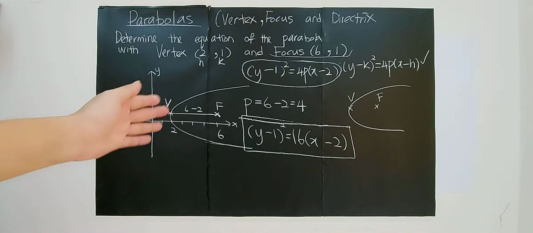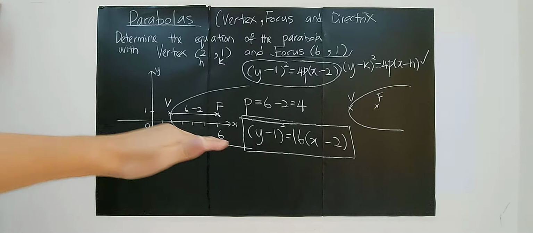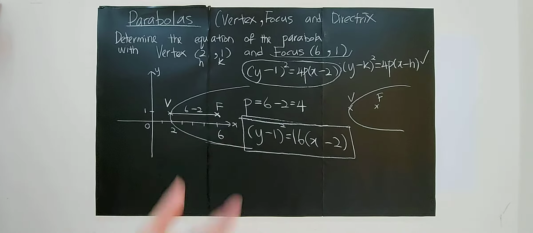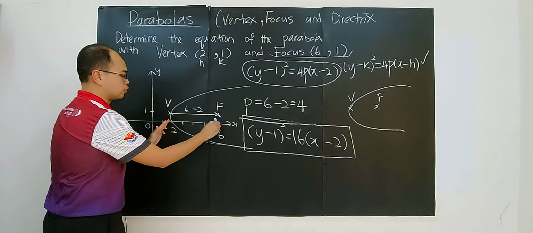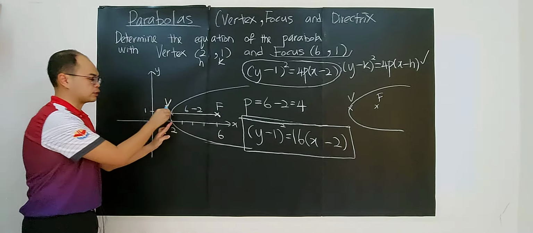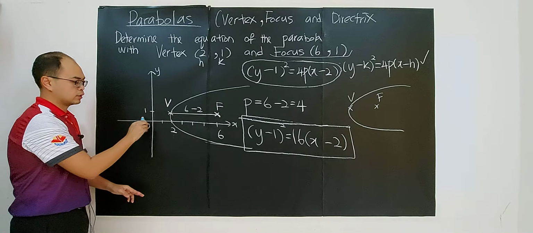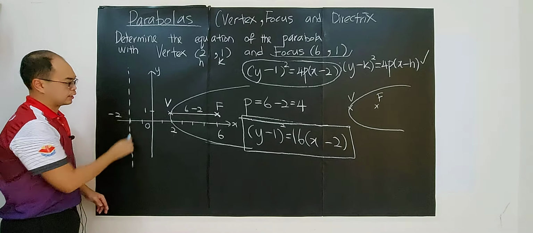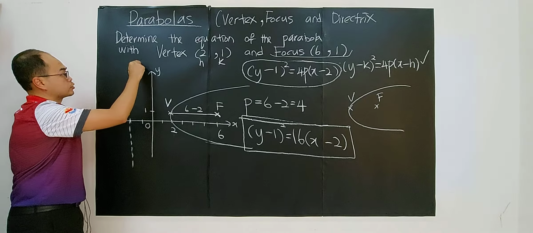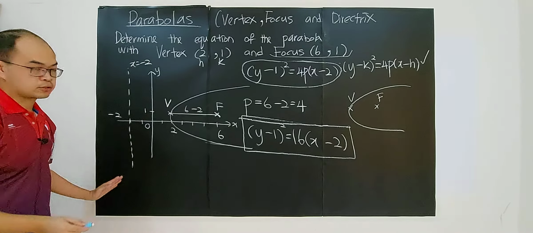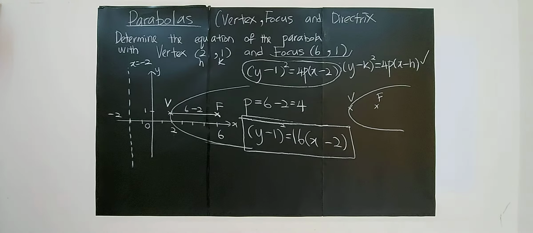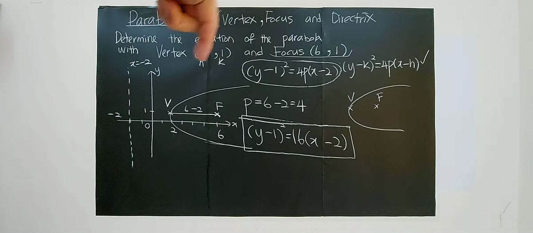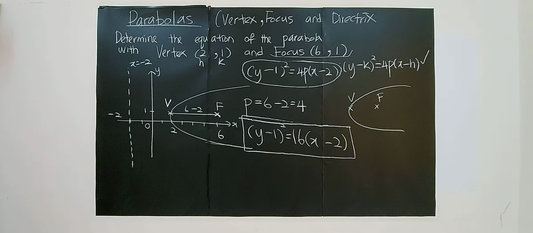If the question asks you to sketch the parabola, this will be the parabola. And if the question asks you for the directrix, where is the directrix? From 2 to 6 is 4 units, so you go backward 4 units from the vertex. So 2 minus 4 gives negative 2, and x equals negative 2 will be your directrix for this parabola. So you can gain a lot of information just by looking at the focus and vertex. Alright, let's go for the next example.